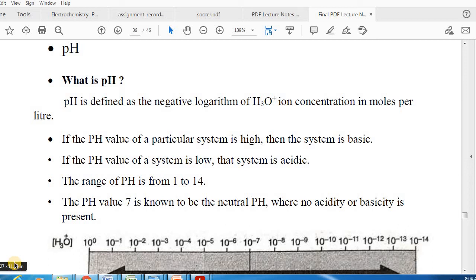Good morning, students. Today we will have a discussion on pH of the solution, various buffer solutions, what are their types, and what is the mechanism of action of buffer solutions. So first of all, we will define the pH of a solution.